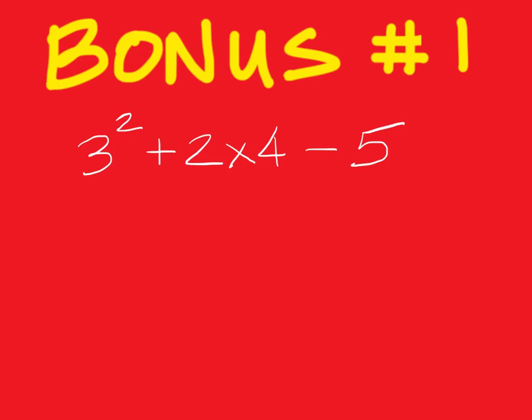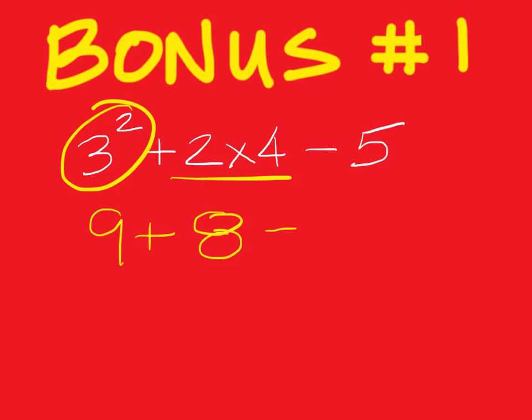Here's how you should do the bonus. 3 squared is 9, plus 2 times 4 is 8, and then minus 5. So that's 17 minus 5, which is 12.